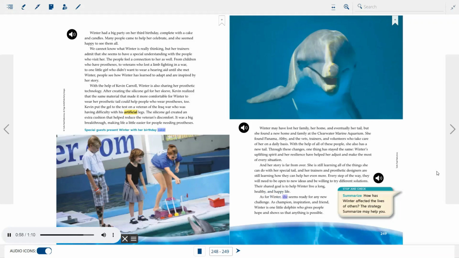As for Winter, she seems ready for any new challenge. As champion, inspiration, and friend, Winter is one little dolphin who gives people hope and shows us that anything is possible.